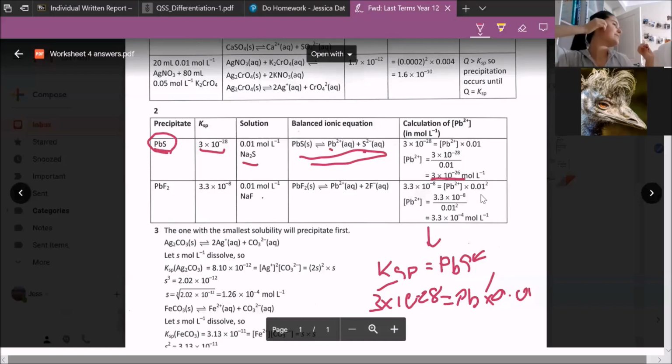0.01 gives us out. What was it exactly we're finding again? We're finding Pb, we're finding lead. The amount of lead, the concentration of lead in the solution. Okay, all right.